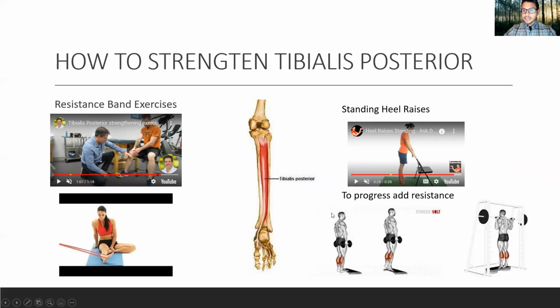To progress this exercise, you would add resistance. You could use the load from dumbbells or the load from a barbell across the shoulders, like a Smith machine. You would cantilever the foot off of a step-up exercise platform, and you would lift the heels up, balancing on the ball of the foot. This is an example of a second-class lever in the body. The axis of rotation is at the ball of the foot, the resistance comes from the body, and then the fulcrum is the heel.